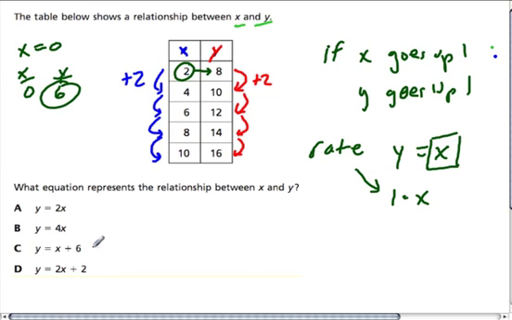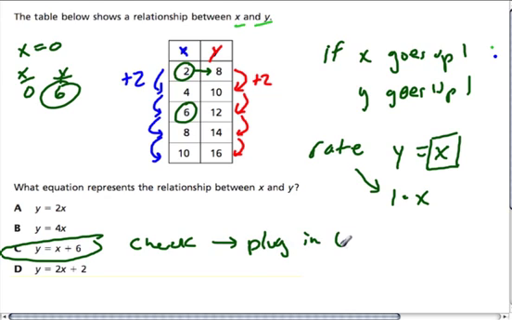And our equation's right here. Y equals 1x, that's our rate, plus 6. That's our answer. And here's how you check. You want to plug in a value, pick any one. I'll plug in 6. So I'll plug in 6 for x into the equation. And then I'll get y equals 6 plus 6 instead of x plus 6. And then y equals 12. And notice, if I plug 6 in on the table, I should still get 12. So this equation works.